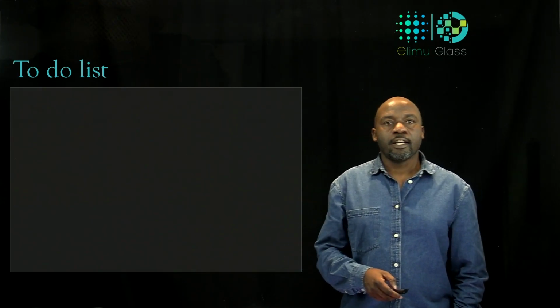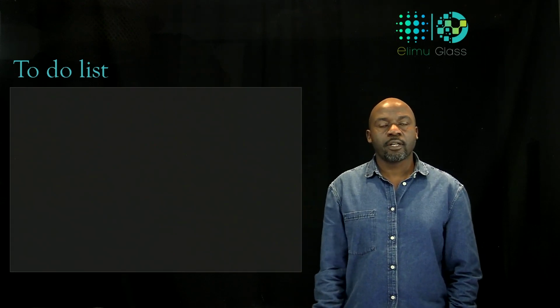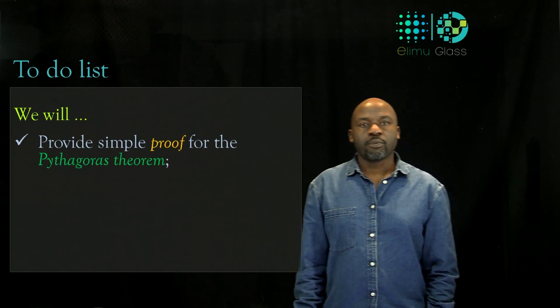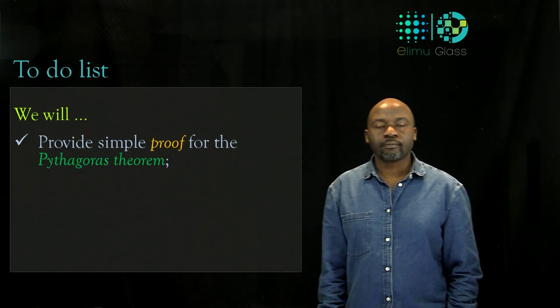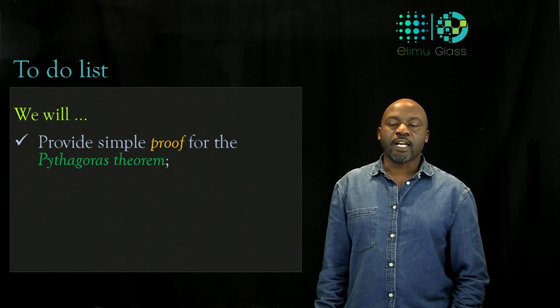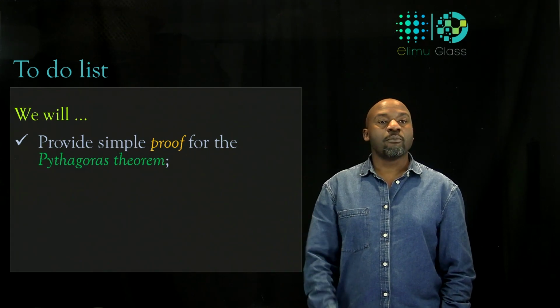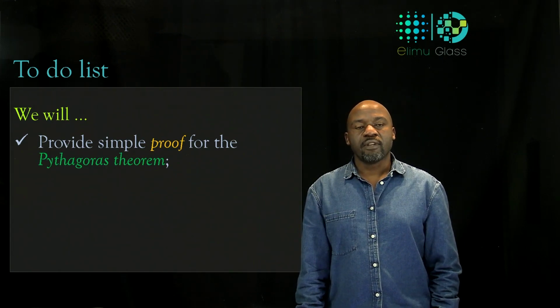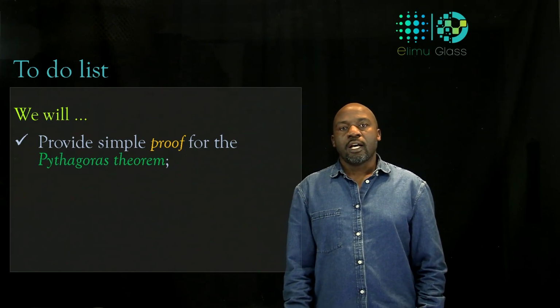Hello again, guys. Let's go to the next topic. In this topic, we will provide a simple proof of the Pythagoras theorem. This is because we need the Pythagoras theorem to be able to find the length of a line segment or the modulus of a line segment. Okay, so we will provide a very simple proof of this.